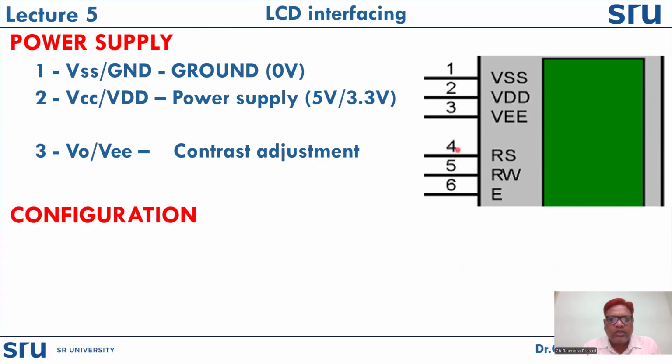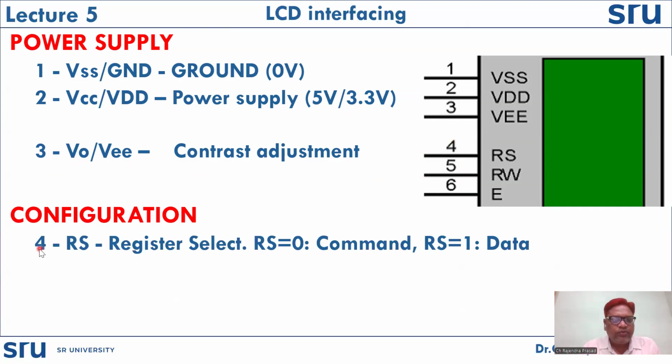Then the next three pins, 4, 5, and 6, are called configuration pins. The fourth pin is RS. RS stands for register select. If RS is equal to 0, the LCD will receive the commands, and if RS is equal to 1, the LCD will receive the data.